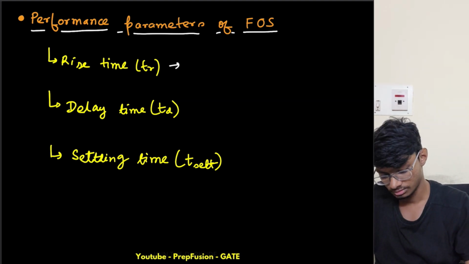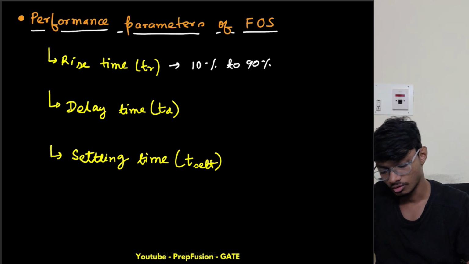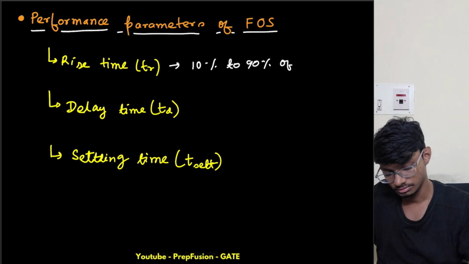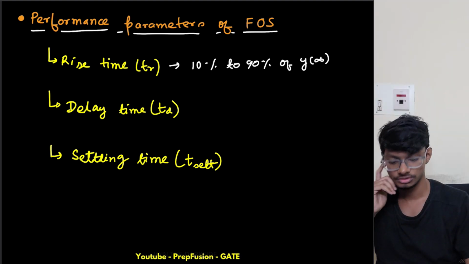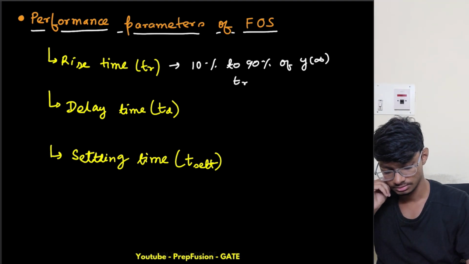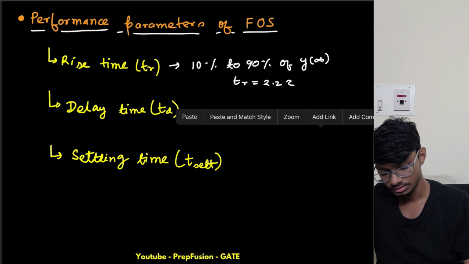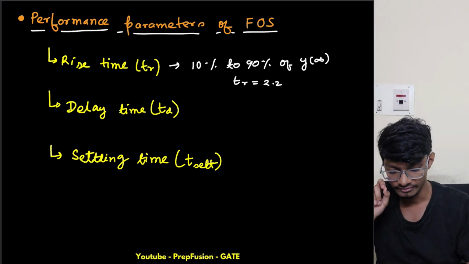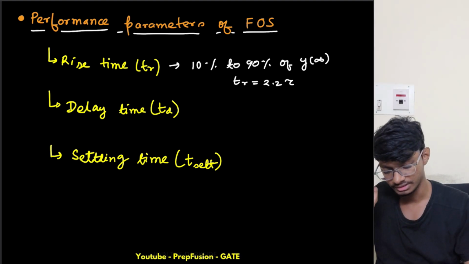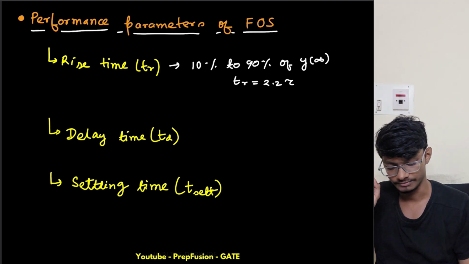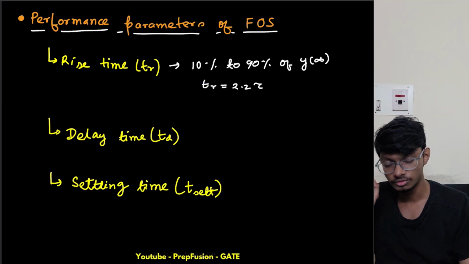10% to 90% of, let's say, y of infinity, the steady state value. So what was it equal to? So my t rise equals 2.2 tau, right? If you don't remember this one, just simply derive it, because deriving the first order equation is very easy, right? Just a simple exponential, so you don't need to stress much.